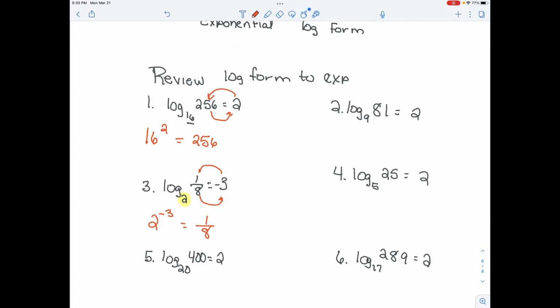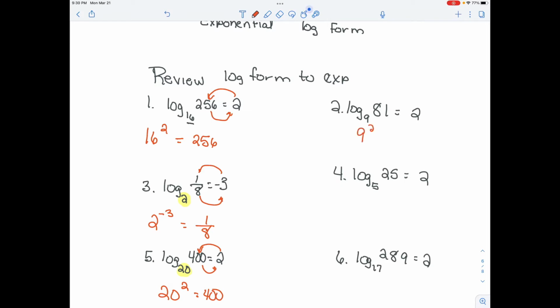And in the fifth one, our base is 20. So the base remains the same, and then we exchange the 2 and the 400. So it becomes 20 squared is equal to 400. Why don't you pause this for a second and do the next 3? Okay, all right, welcome back.